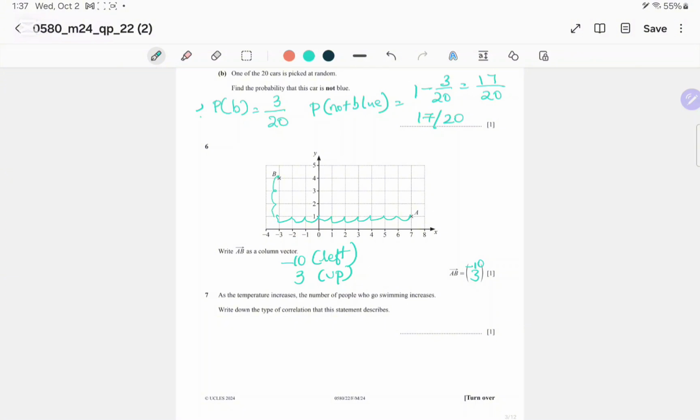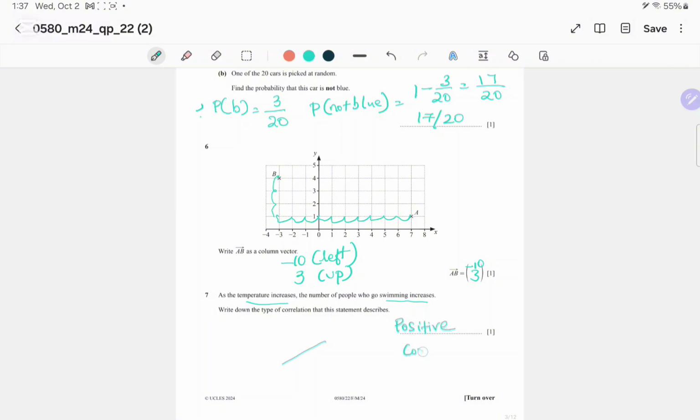Seventh one: as the temperature increases, the number of people who go swimming also increases. The temperature is increasing, and the swimming is also increasing. Write down the type of correlation that this statement describes. It is an increasing statement, so increasing correlation, so it is positive correlation.